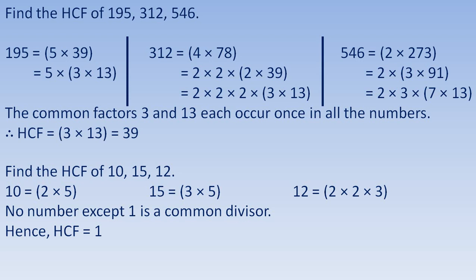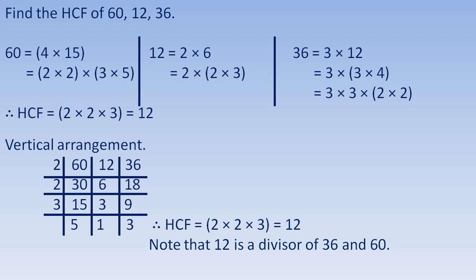Another simple example: to find the HCF of 10, 15 and 12. 10 can be written as 2 into 5, 15 can be written as 3 into 5, and 12 can be written as 2 multiplied by 2 multiplied by 3. If you look at these three numbers, 10, 15, 12, none of the factors are common except 1. Hence, the HCF of 10, 15 and 12 is 1.